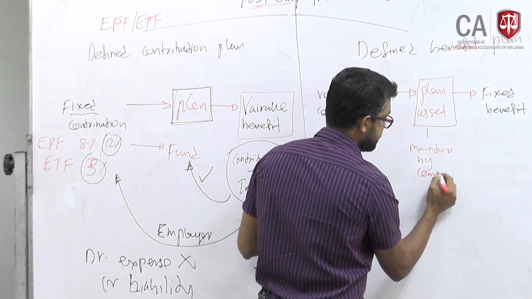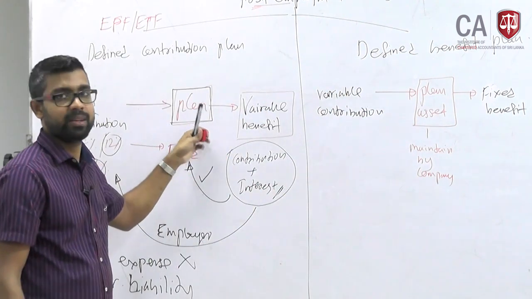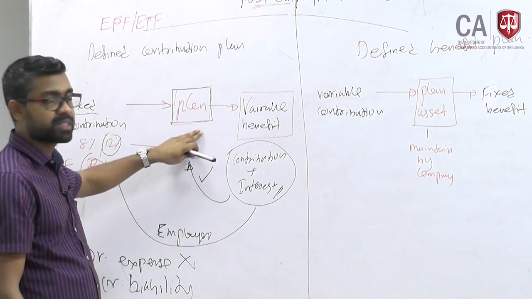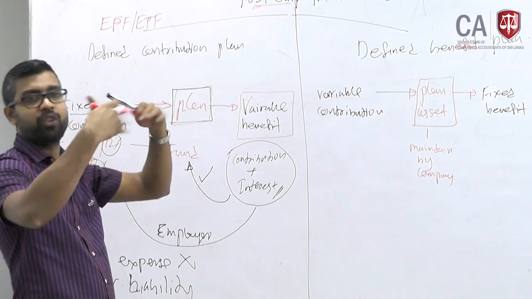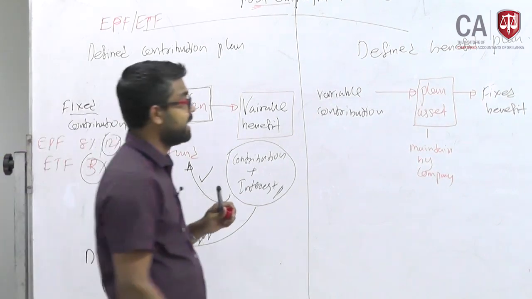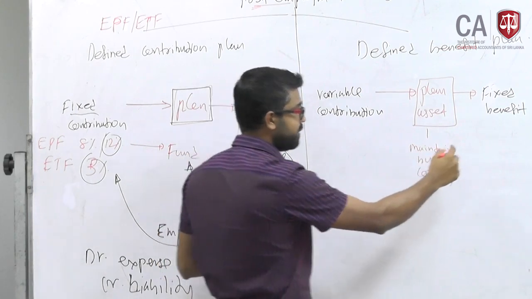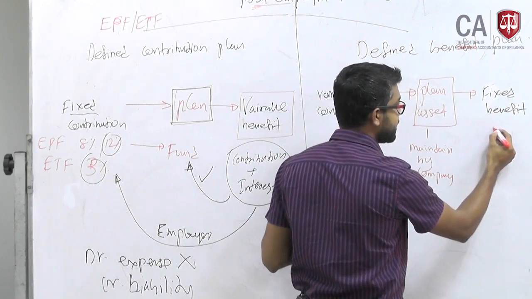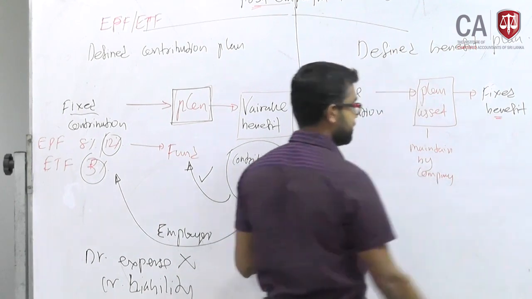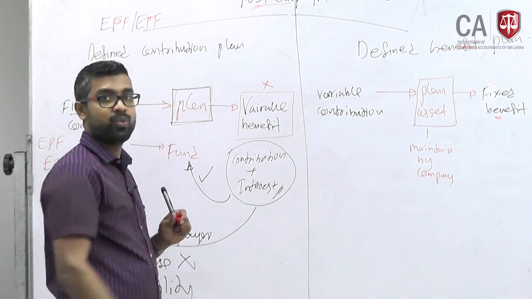By company. That's the difference. This is maintained by someone else. Once you paid your liability to this plan, you have fulfilled your liability. Thereafter, no obligation. But since this is maintained by your organization, you have an obligation to settle this fixed benefit. Here you don't have an obligation to settle this variable benefit.